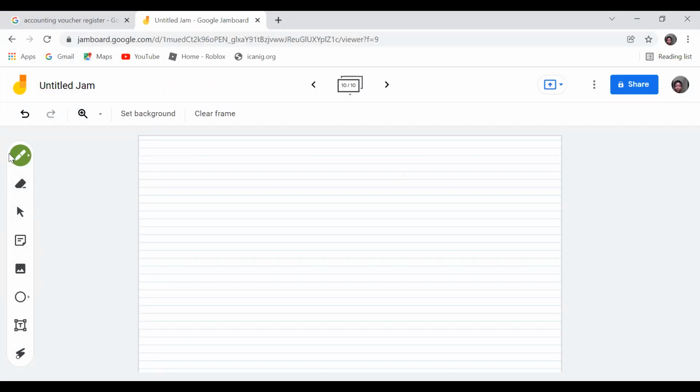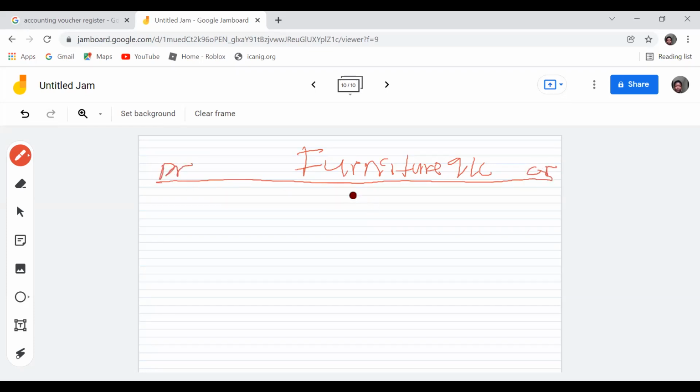So let me change the color a little bit. We have furniture account. Credit. And this is the only furniture that I buy during the year as well. Furniture is how much? You made the payment by check, right? So your bank. Furniture is 200,000.